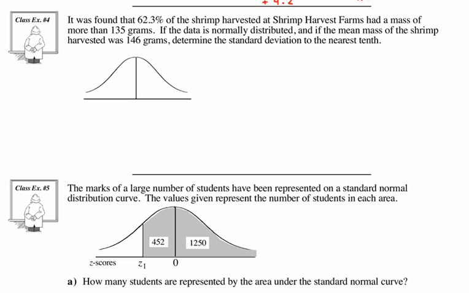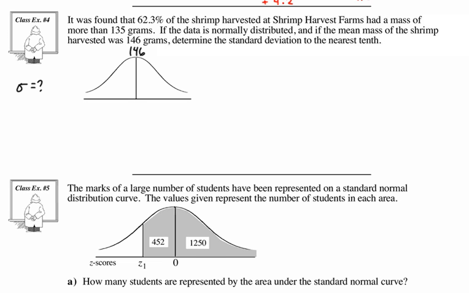Okay, another similar problem where we see a percent. Often when we see a percentage value, we're working backwards, right? We're looking up our Z-score. It was found that 62.3% of the shrimp harvested at the Shrimp Harvest Festival had a mass more than 135 grams. If the data is normally distributed, and the mean mass of the shrimp was 146, determine the standard deviation.